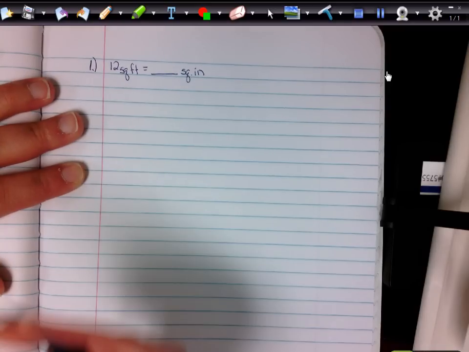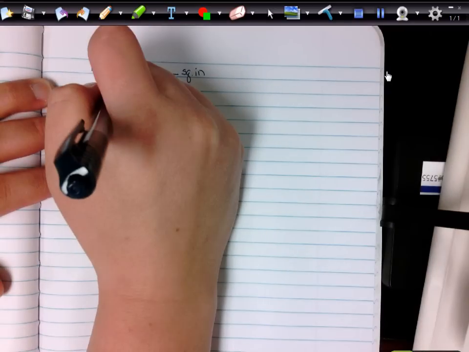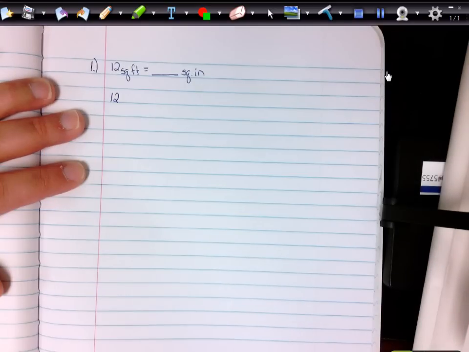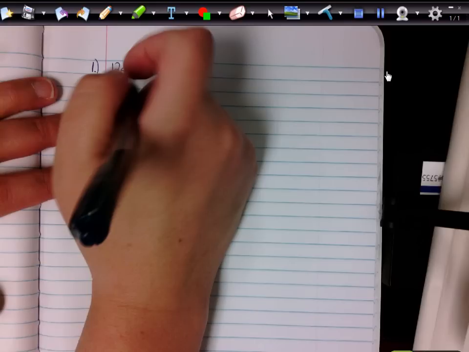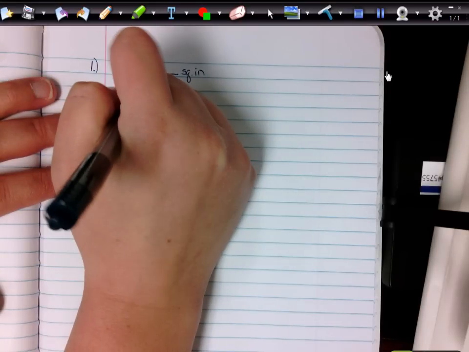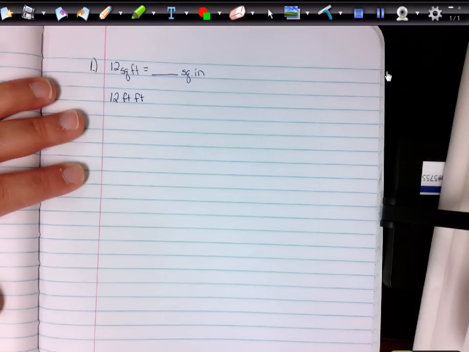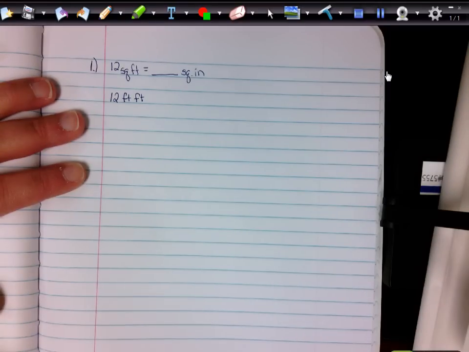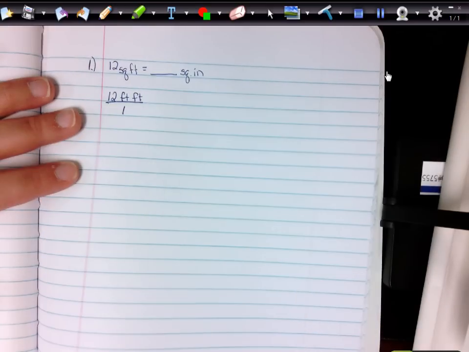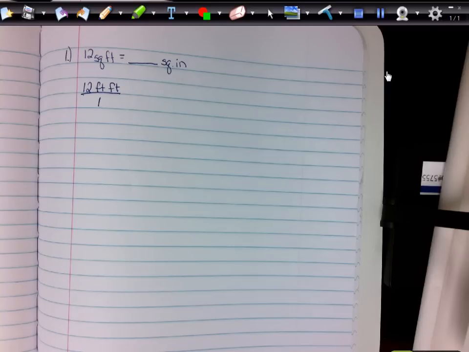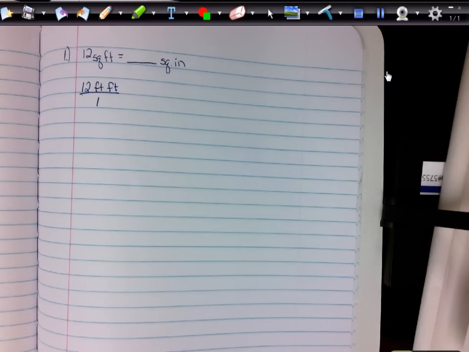Alright, so I'm going to write this down. The first thing I'm going to do is I'm going to write 12. And now square feet is different than just feet. Just like x squared is x times x, square feet is feet times feet. So I'm going to write feet, feet here. And the first thing I'm going to do is put it all over 1. I'm going to make it into a rational expression or a fraction.